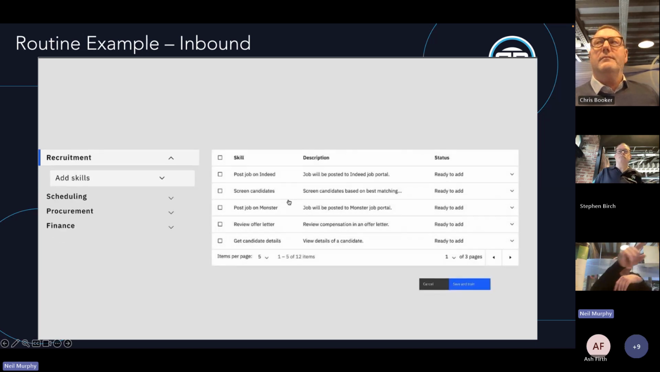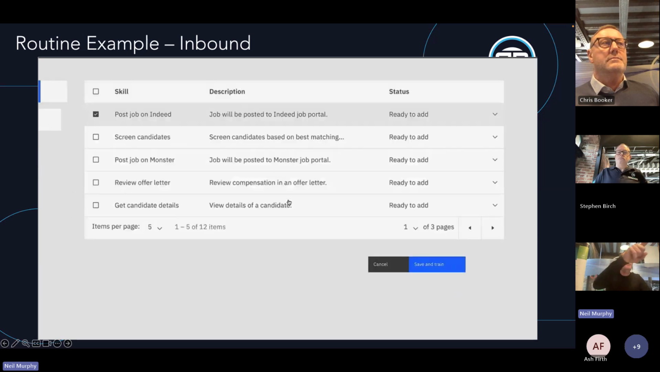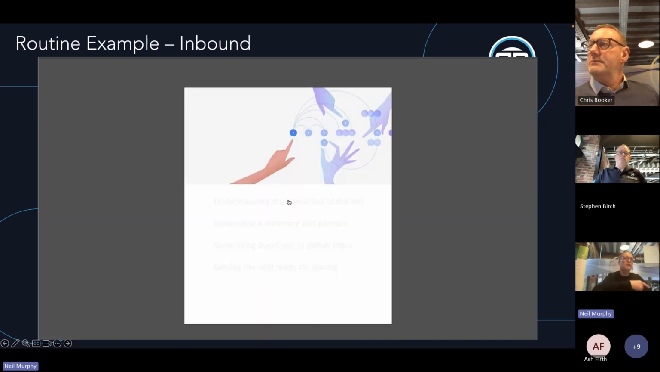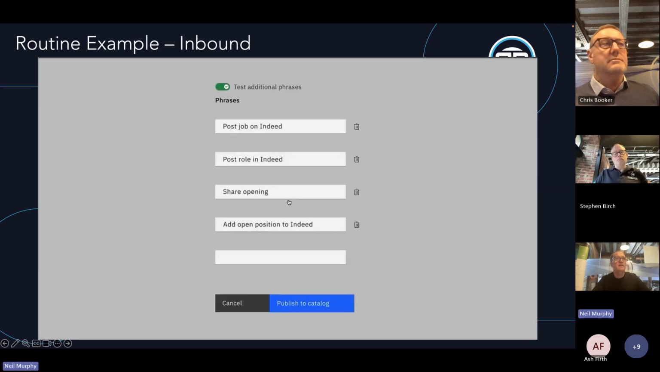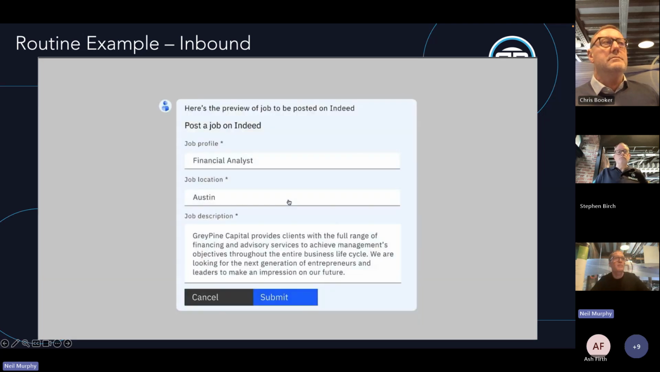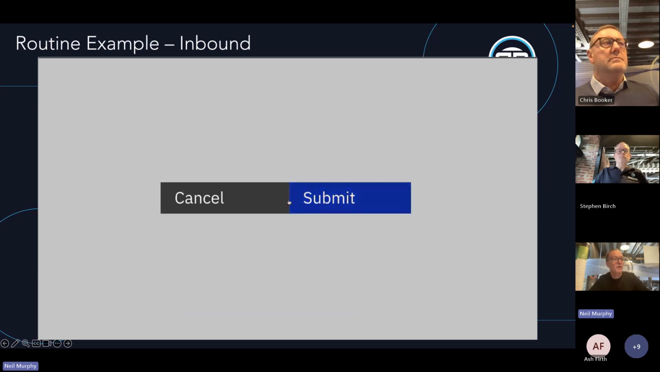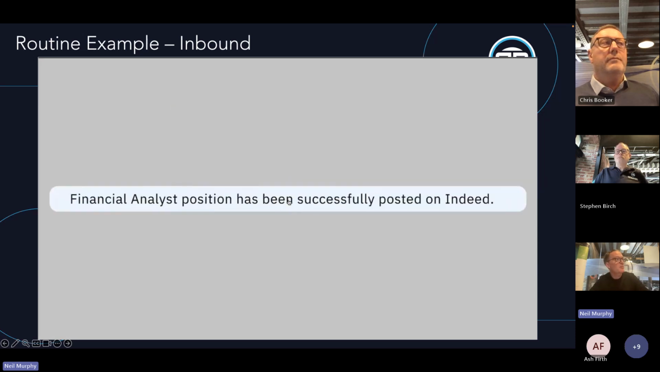So here you go to that other tool, get me that post on Indeed skill, pull it in. And now what it's doing is saying, right, sort out the API, tell me what phrases I need. These are the phrases that, when you type in post on Indeed next time, it will recognize and tie to that skill and pull it back.